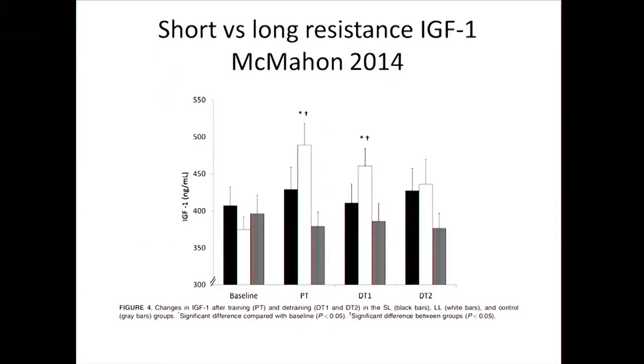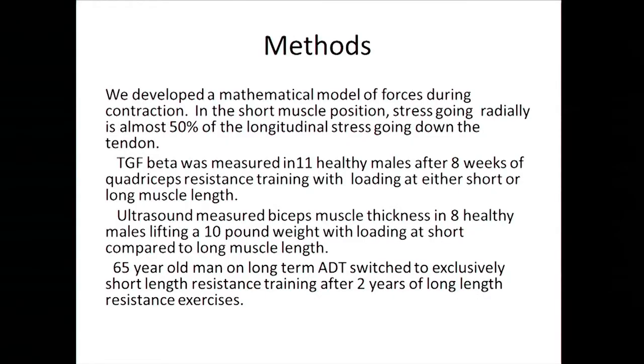And if you look at short versus long exercise, so these are quadriceps muscle that is exercised either with the quadriceps in the short position or the long position, you can see that there is indeed a change in IGF-1, depending on how you exercise the muscle. But I'm going to focus a little more on something else. So we developed a mathematical model of forces showing that when you exercise with the muscle short, pressure goes laterally. That can be sometimes almost as much as 50% of the longitudinal stress.